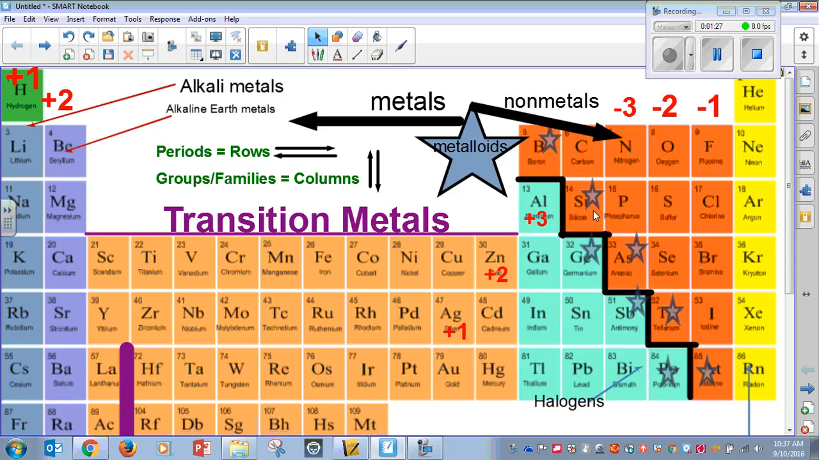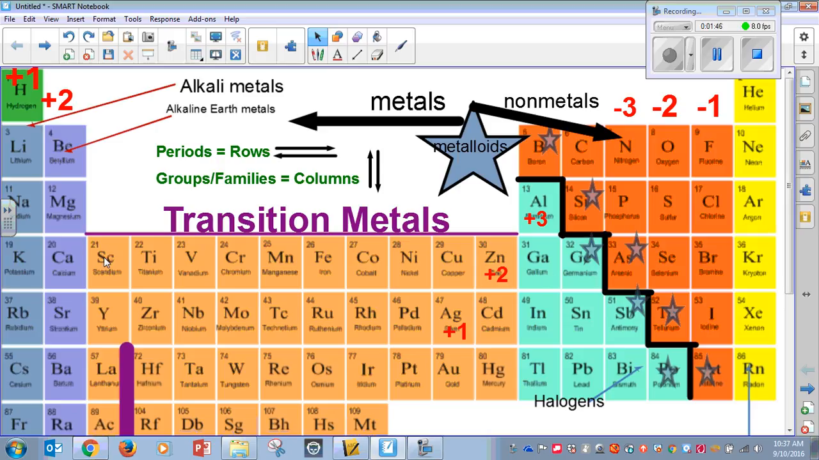On the stair step, I have these stars here. These stars represent a group called the metalloids. The metalloids have properties of metals and nonmetals, and that's why they're in the middle. They have properties of both.